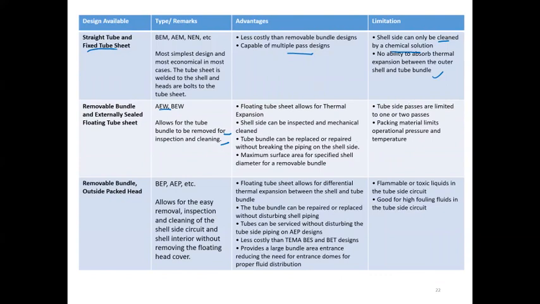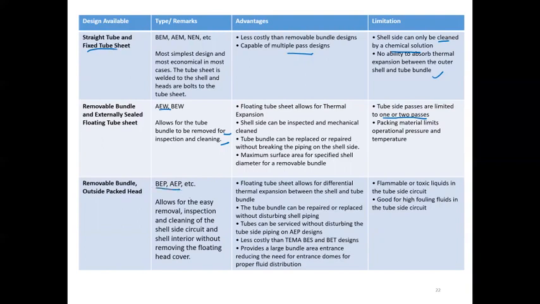And the limitation is that tube side passes are limited to 1 or 2. So we cannot have more than 2 passes in the tube side. And the packing material limits operational pressure and temperature. And the third design is the removable bundle outside packed head.